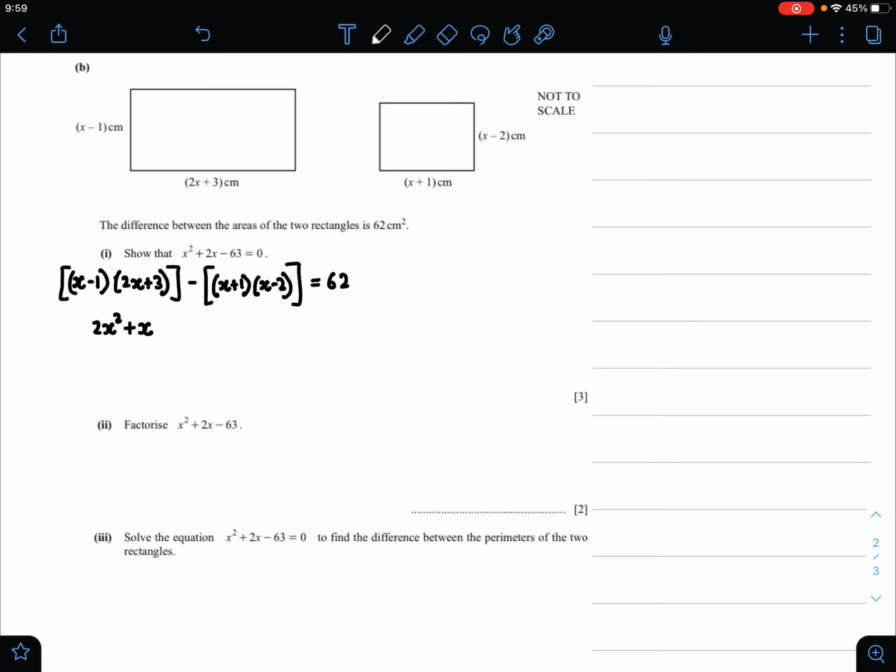Now 3 multiplied by minus 1 is minus 3, minus x multiplied by x is x square. x multiplied by minus 2x is x multiplied by minus 2 is negative 2x, and 1 multiplied by x is positive x, so minus 2x plus x is equal to negative x. Now plus 1 multiplied by minus 2 is equal to minus 2, and this entire thing is equal to 62.